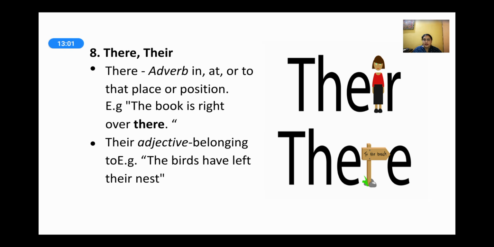The other word, THEIR, is an adjective. It refers to belonging, possession. The birds have left their nest. Their car is parked there. Their function is about to begin. Something belonging to, that means THEIR.